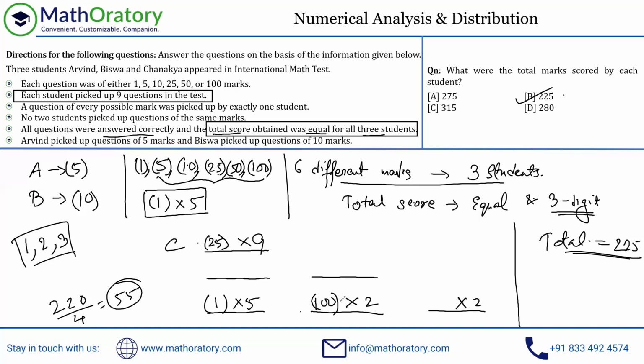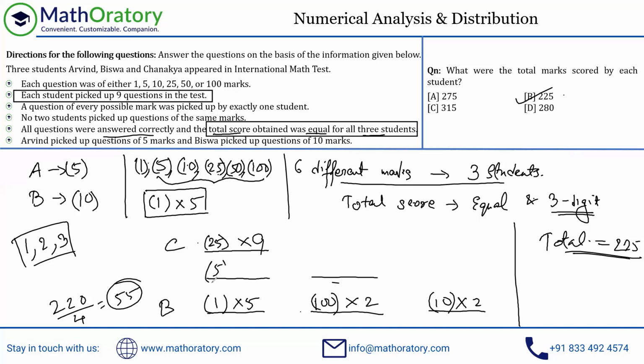So that is 200. This is 5. So you need 20. So that will be 10. So this is pretty much done. And by the way, this is B, because B has picked up questions of 10 marks. So this is B, and whatever else is remaining has to go to A.